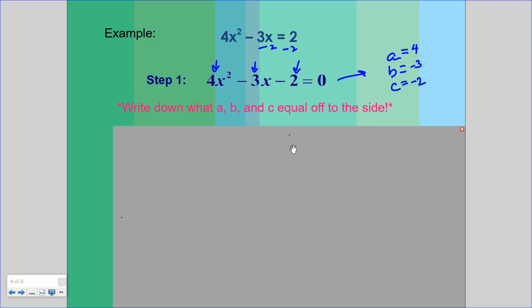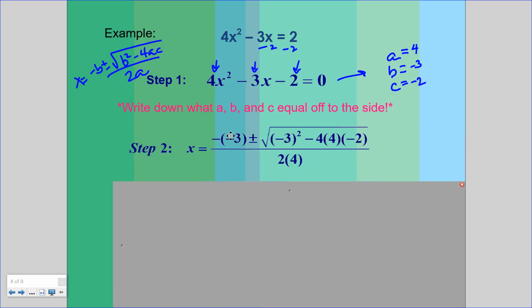Okay, so from here we're going to fill into the formula. x equals negative b plus or minus the square root of b squared minus 4ac all over 2a. Anytime we replace a value, we put parentheses around it. So the negative b portion looks like negative, and then parentheses with b's value, in this case negative 3. So I see two negative signs next to each other. That's okay. That will turn into a positive.